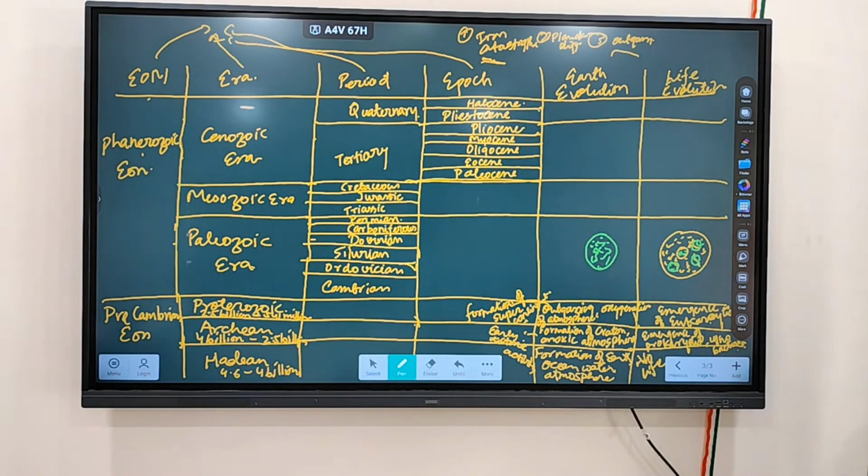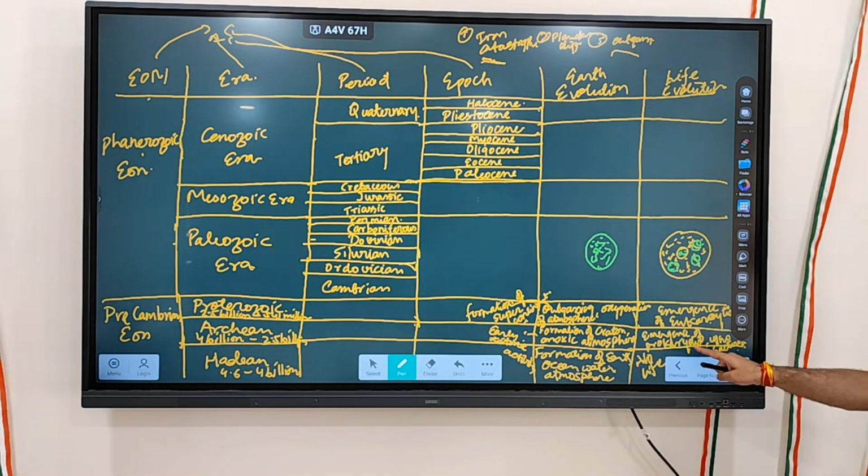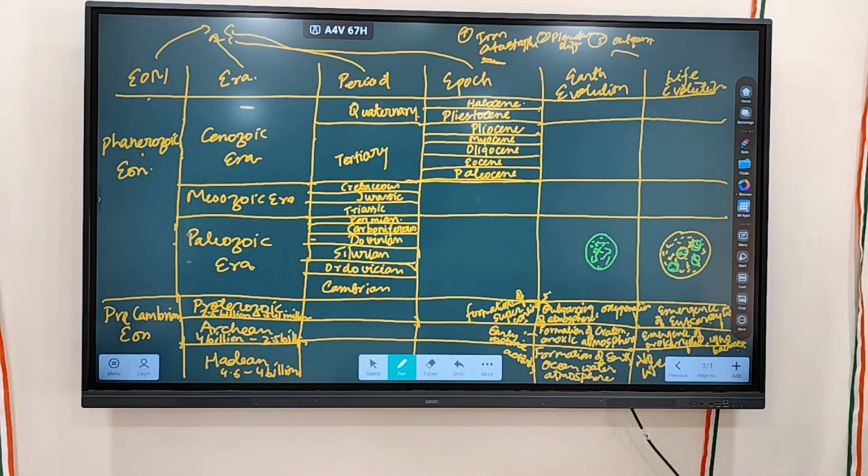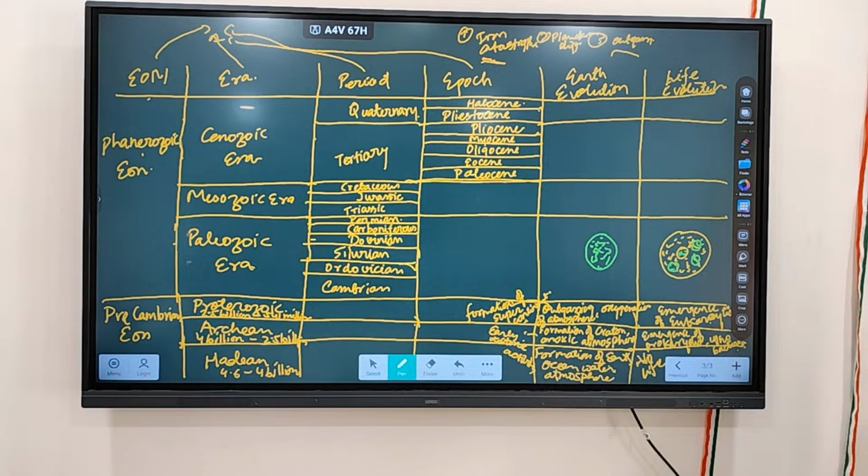Clear? Any doubt regarding this particular part? So for now, for basic understanding, just remember this difference between prokaryotes and eukaryotes. Many bacteria are examples of prokaryotes. Clear? They are present in a primitive state and do not have a differentiated nucleus.